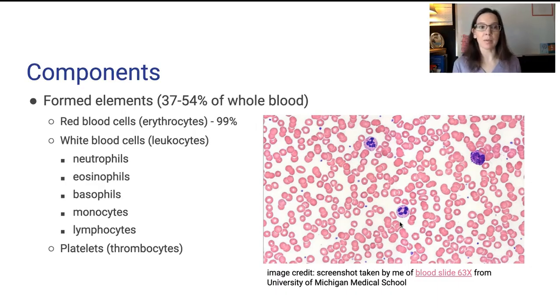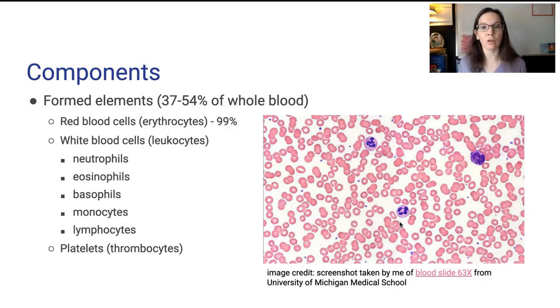Okay, so that's the plasma. Well, what about the formed elements? And again, based on males and females, anywhere between 37 and 54% of the blood is going to be these formed elements. And these are made up of red blood cells, white blood cells, and platelets. Well, these are also kind of more medically called erythrocytes, leukocytes, and thrombocytes.